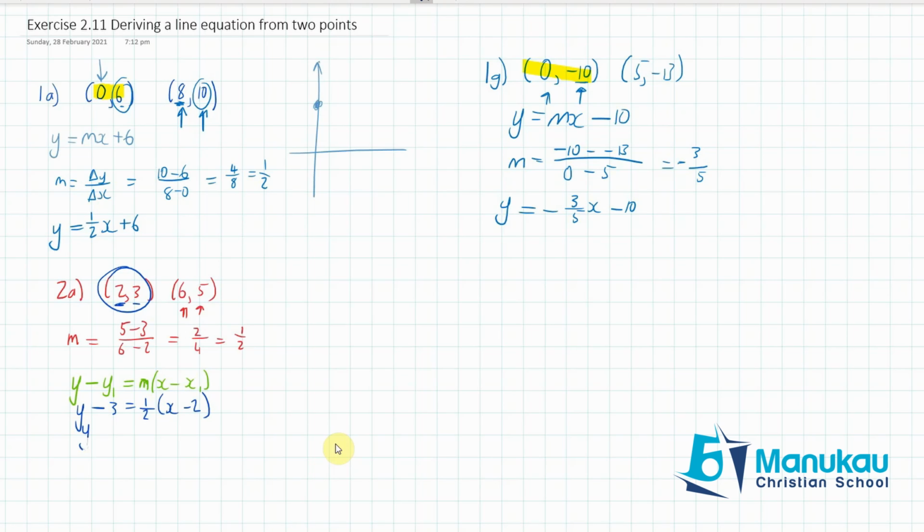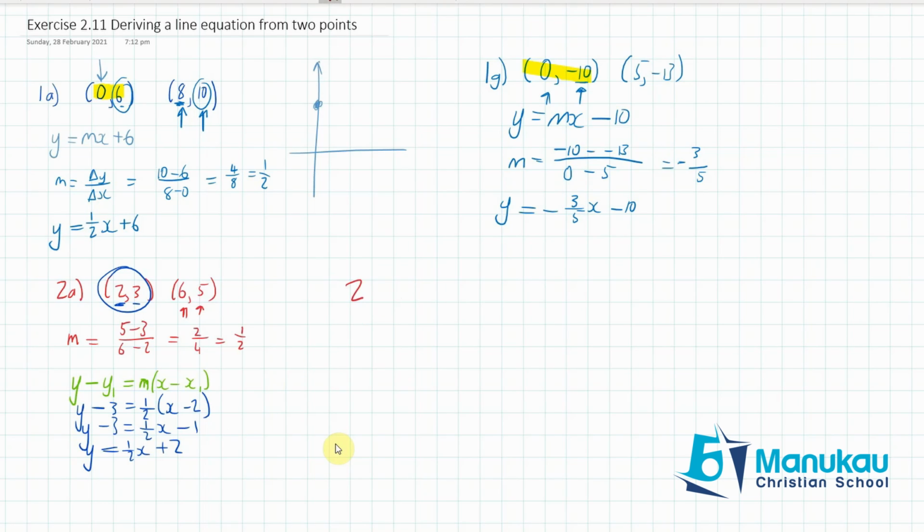Now we start expanding this. I get half x minus 1. So I'm just expanding that bracket by timesing everything in it by half. Then I pull my minus 3 across by adding 3 to both sides, and I should get plus 2. So I should get y equals half x plus 2. Hopefully that makes sense. Let's try another one. Okay, well, let's do one more.